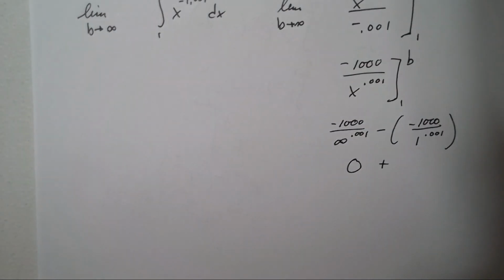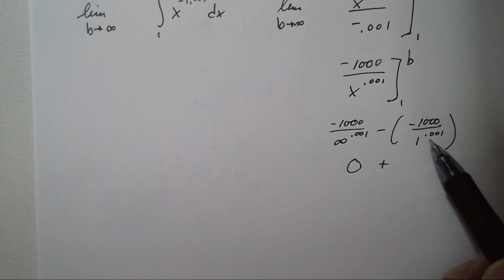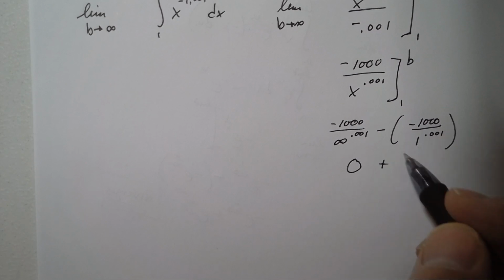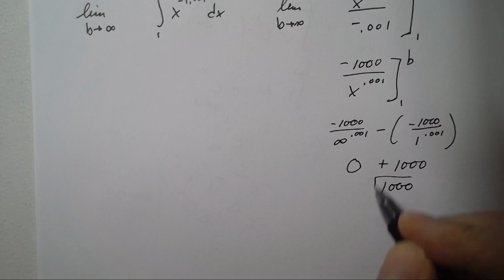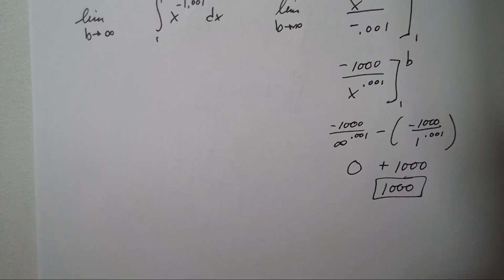Sorry, that was way off. 1 to anything except for infinity is always going to be 1. So 1000 over 1 is 1000, so 0 plus 1000, which is 1000. So we knew it converged, and now we know what the integral actually gives you. It's 1000.